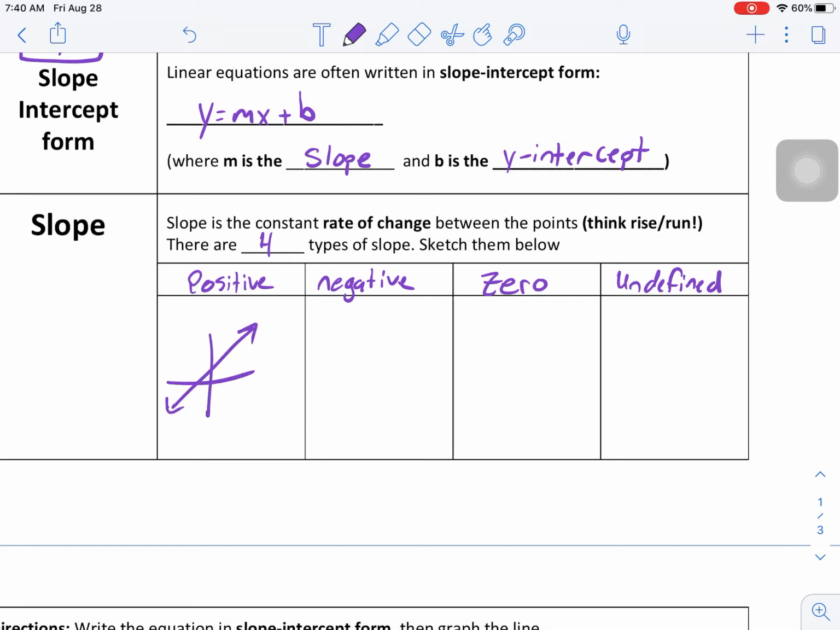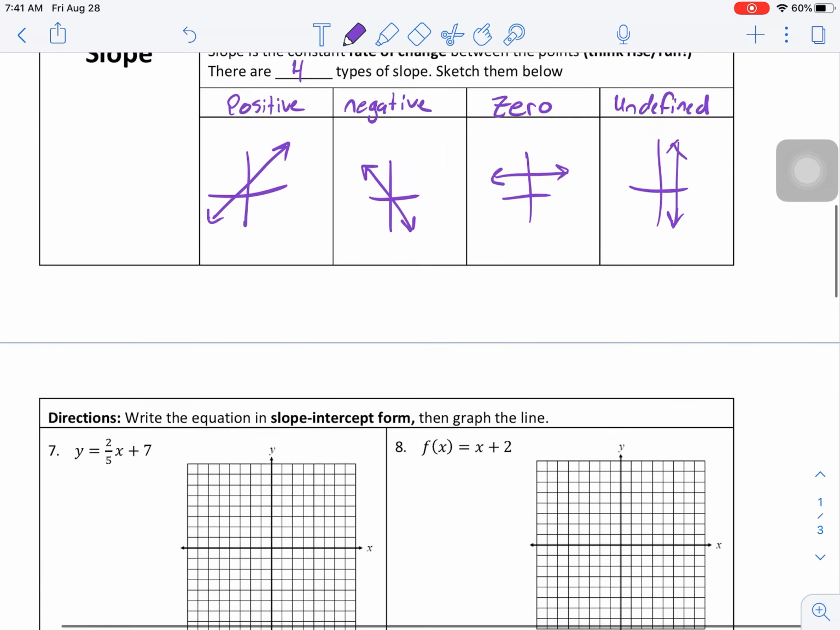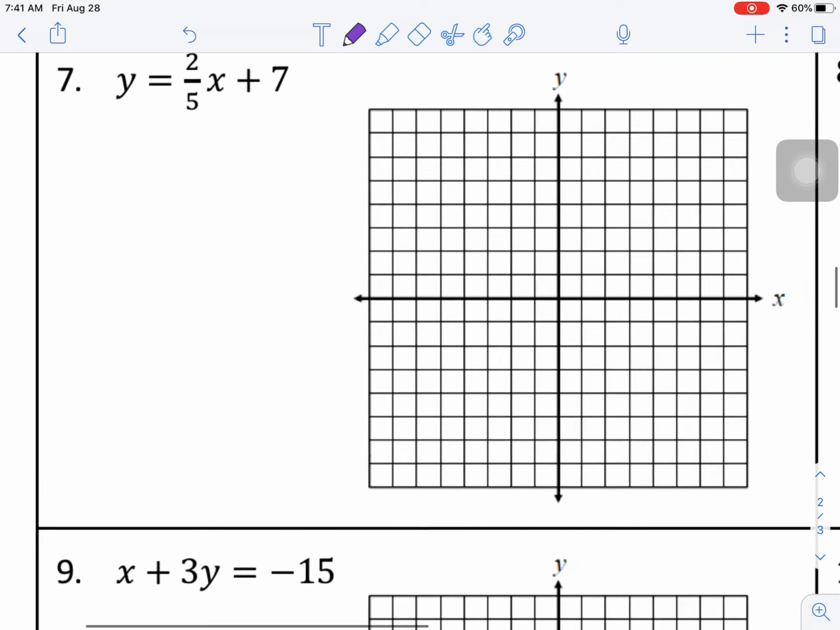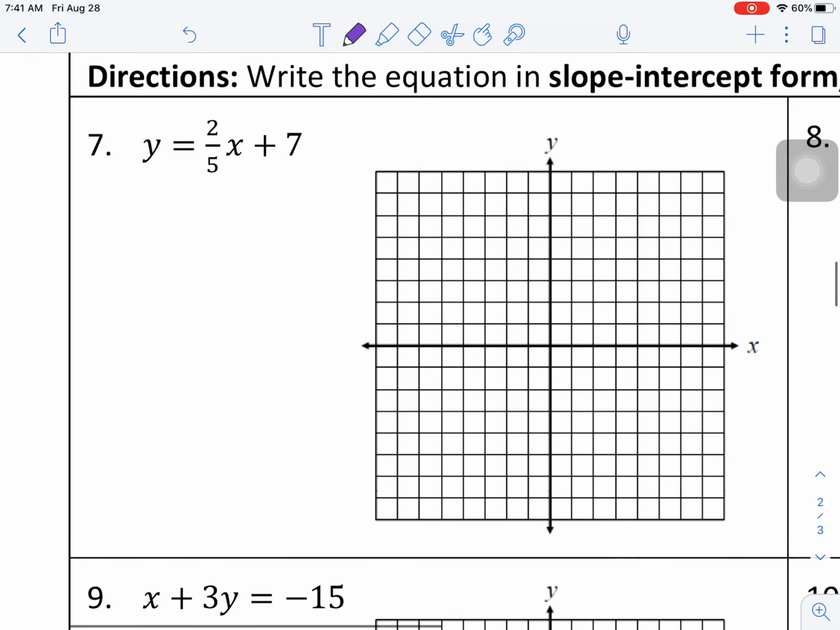Positive goes up from left to right. Negative goes down from left to right. A 0 slope is a horizontal line. And an undefined slope is a vertical line. So those are our four different types of slope. So now let's get into it. It says write the equation in slope-intercept form, then graph the line. So let's take a look at 7 here.